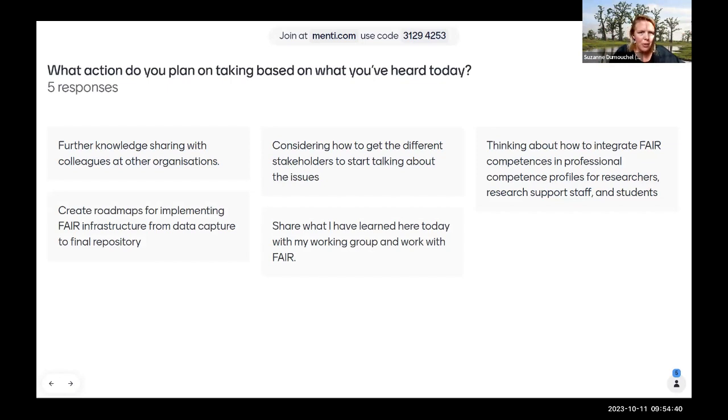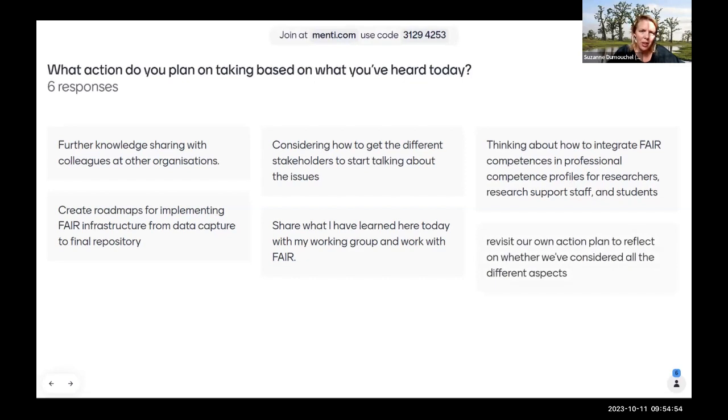Create a roadmap for implementing the FAIR infrastructure from data capture to final repository. So here again, this point, the creation of a roadmap, actually is the main goal of the support program that we provide, not only for the national initiative, but also for the data and service providers and for the RPOs. So that's the goal of the support program. So feel free to apply. And now I'm making my own advertisement during this session, which was not planned, but anyway.